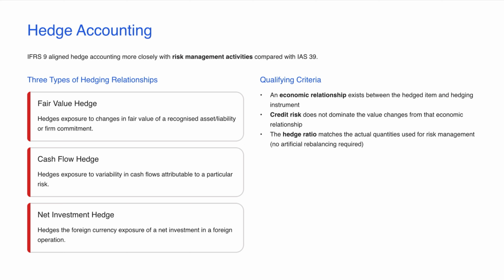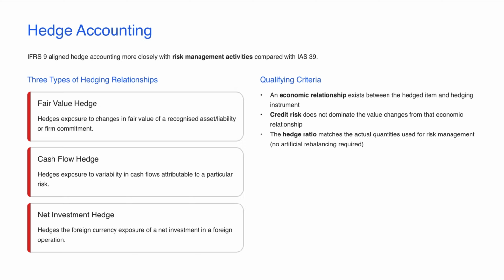There are 3 main types of hedging relationship. First, fair value hedge. This protects against changes in the fair value of a recognized asset, liability, or qualifying firm commitment. Second, cash flow hedge. This protects against variability in future cash flows attributable to a particular risk. And third, net investment hedge. This hedges the foreign currency exposure of a net investment in a foreign operation.